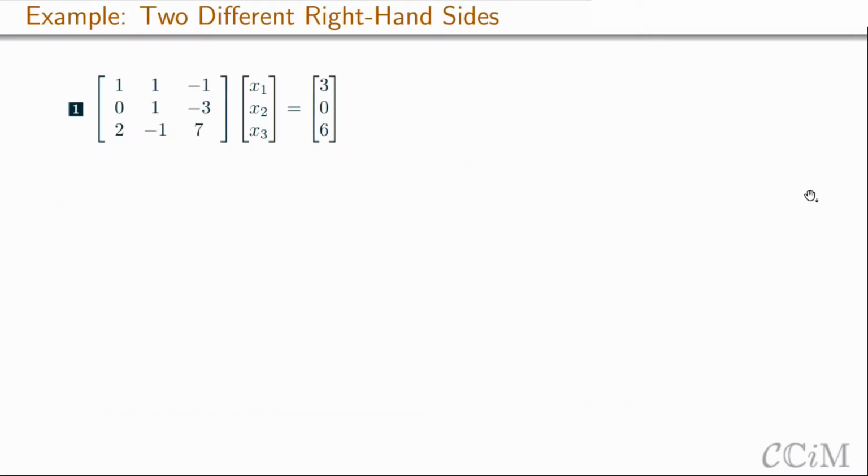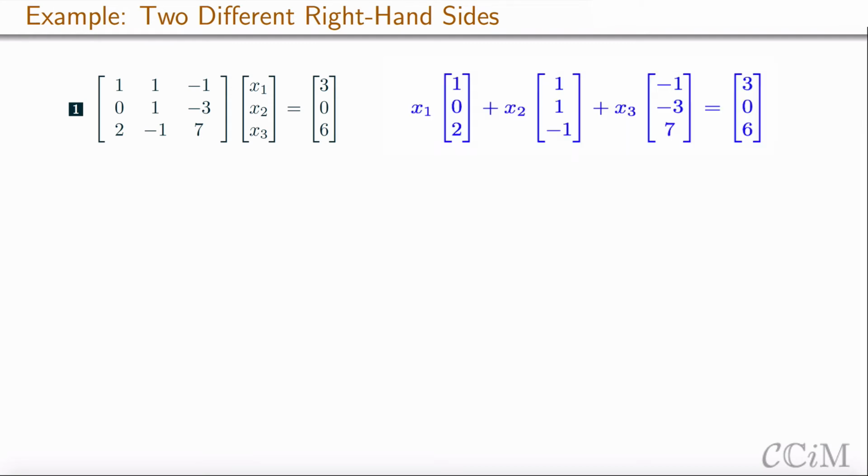So let's look at an example. Here's a system of equations defined by a matrix times a vector equals a right-hand side B. Recall that the corresponding vector equation is x1 times the vector 1, 0, 2 plus x2 times the vector 1, 1, -1 plus x3 times the vector -1, -3, 7 equals the vector 3, 0, 6.